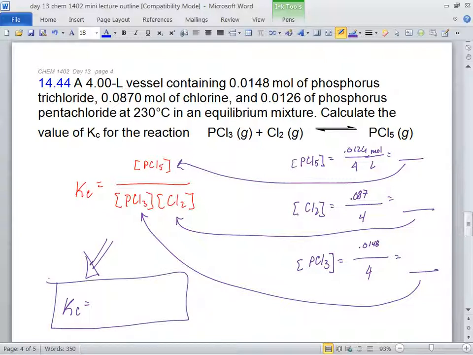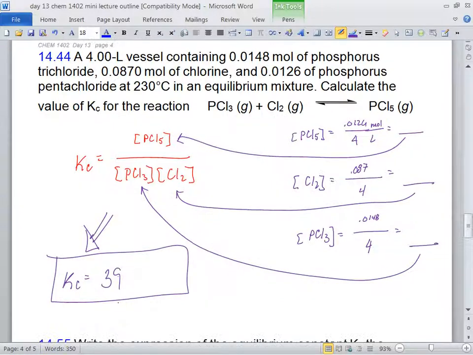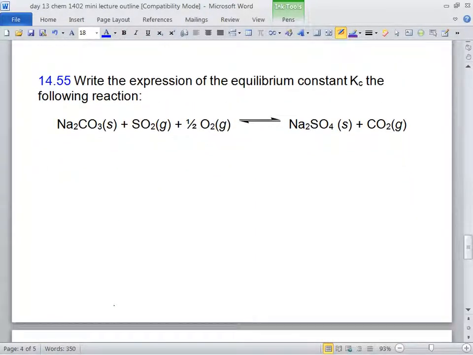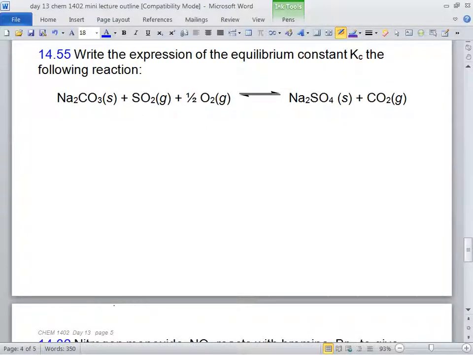Did anybody get an answer for 44? Yeah. What did you get? 39.14. Anybody else get 39? Enrique got 39? So if you're getting 39 for 44, you're on the right track. Good job. Keep going.